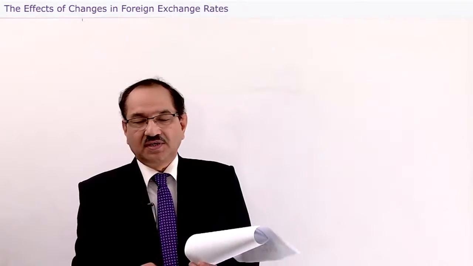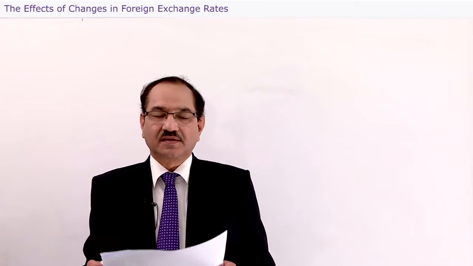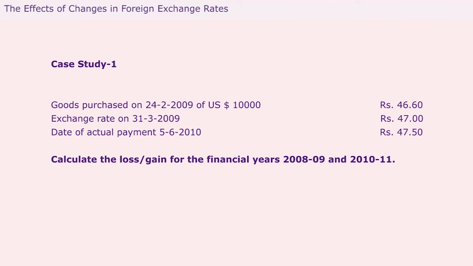But dear student, now the first case study is: goods purchased on 24th of February 2009 at US dollar 10,000, and the rate of exchange prevailing at that time was 46.60. Exchange rate on 31st March 2009 was 47, that is the reporting date, and the date of actual payment is the 5th of June 2010. So how do we record this, because this is a foreign currency transaction, and how do we solve these questions? The question asked is to calculate the loss and gain for the financial years 2008-09 and 2010-11.